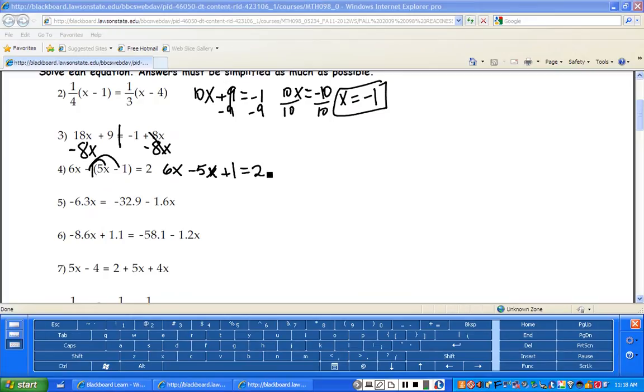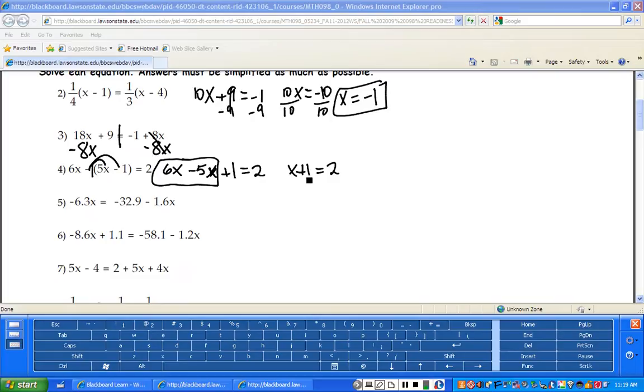Didn't do anything there. Now, if you notice, we have like terms on the same side of the problem. These two terms, the 6x and the negative 5x, are like terms, and they're both on the left-hand side of the equal sign. So they're on the same side. So we now will combine these like terms, and 6x minus 5x would give us 1x. You still have plus 1. So plus 1 equal to 2.